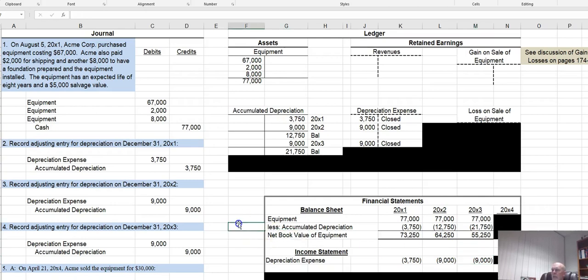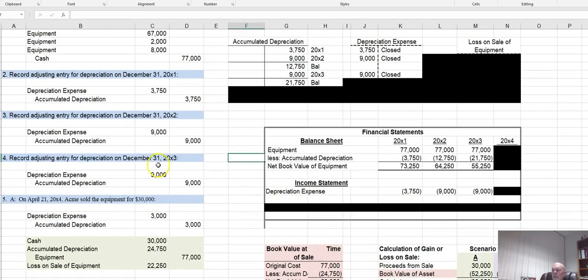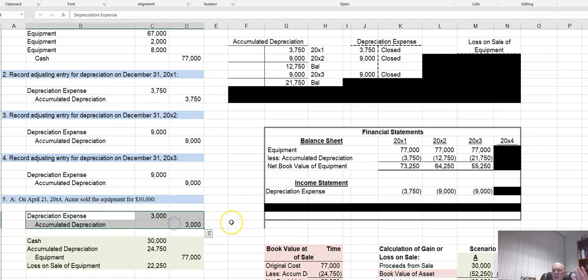Okay, so that gets us to the end of year 3. Now suppose, sometime in year 4, April 21st of year 4, we sell the equipment for $30,000. We've used it for January, February, March, and most of April, so we're going to round off to the nearest month, and we're going to depreciate the asset for those 4 months. That'd be 1/3 of a year.